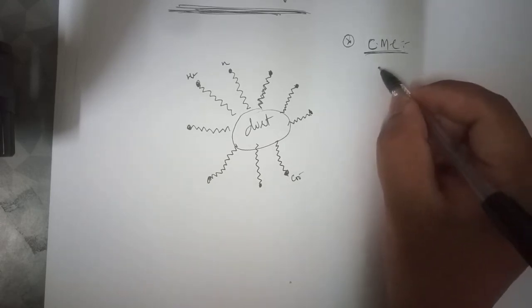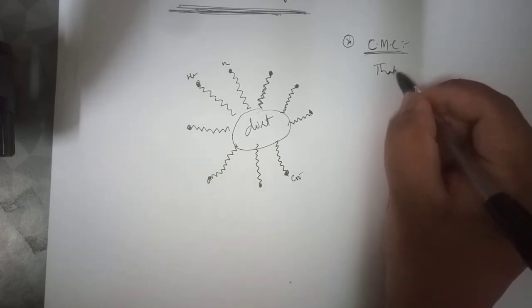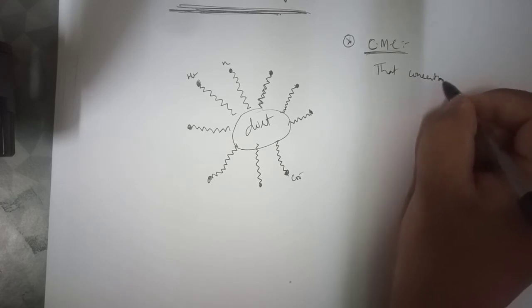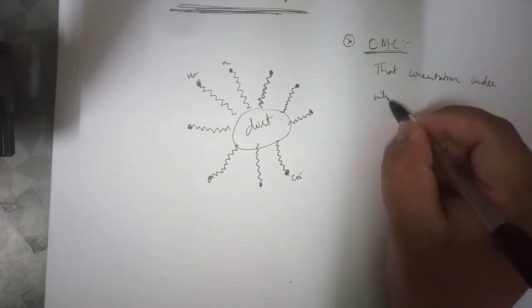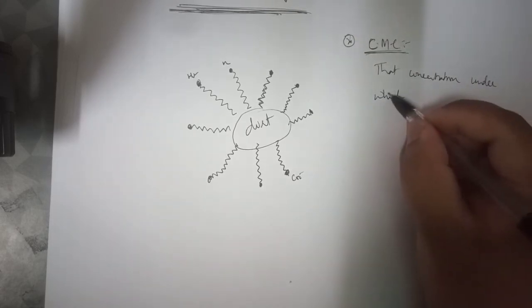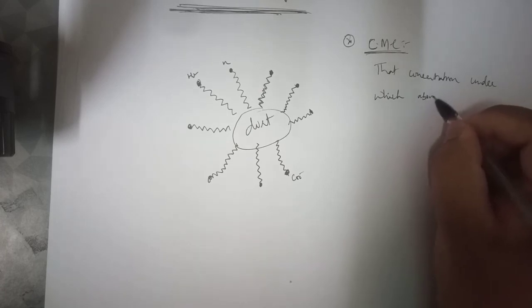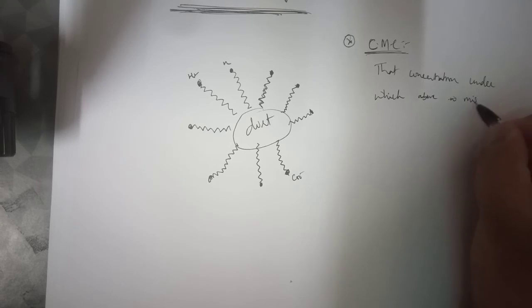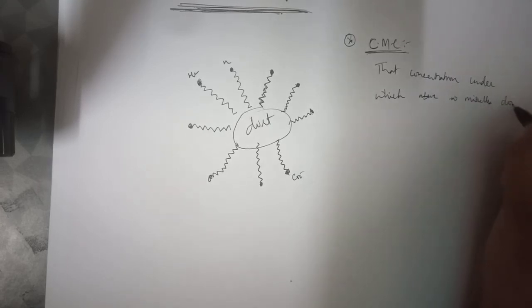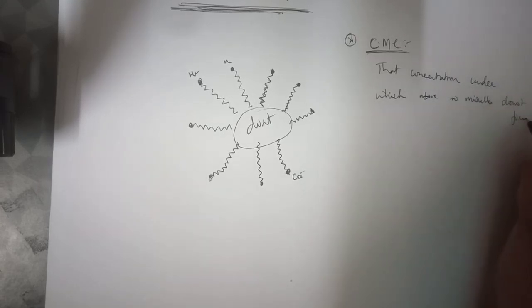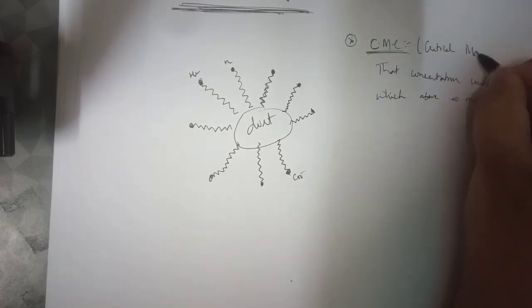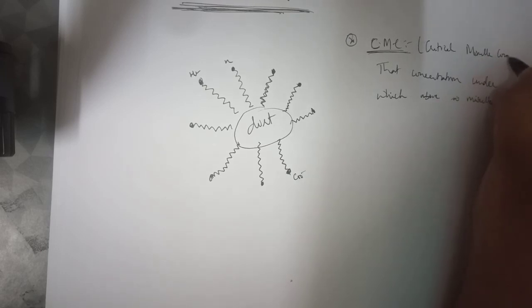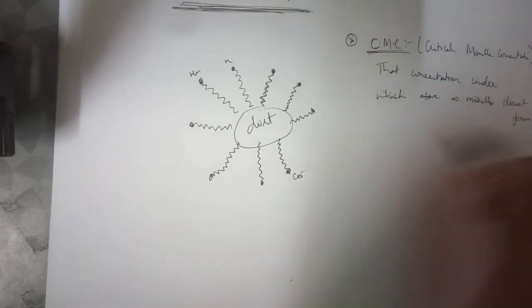Okay, it is defined as that concentration under which micelles do not form, or above which micelles form. So that is called the critical micelle concentration.